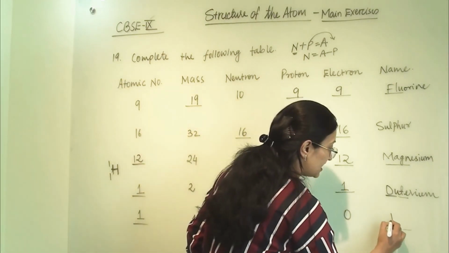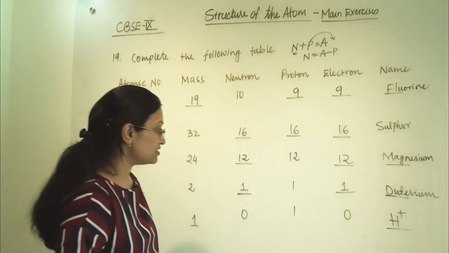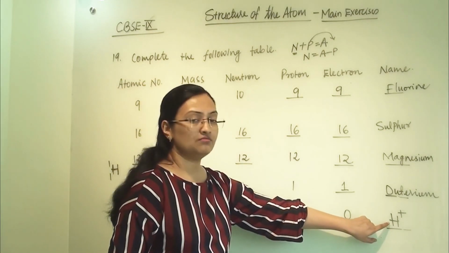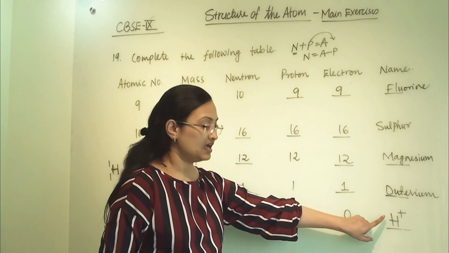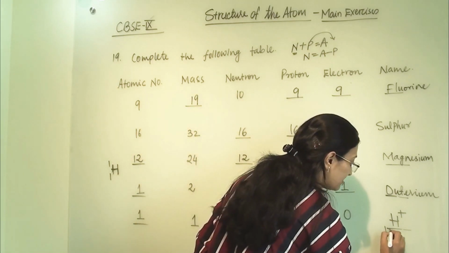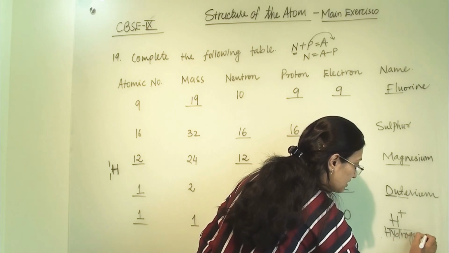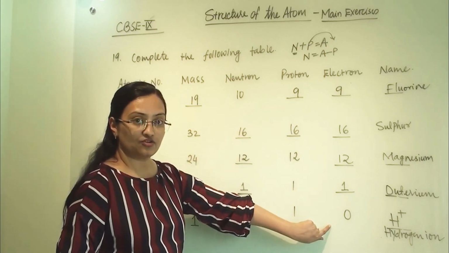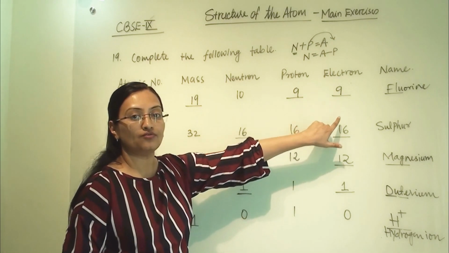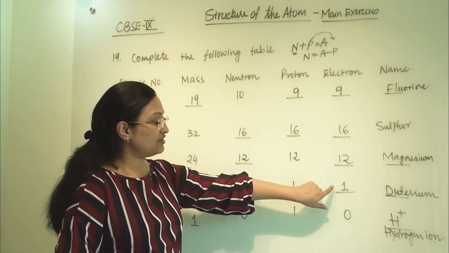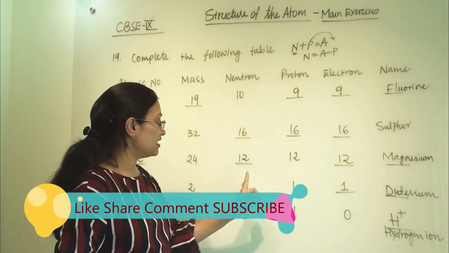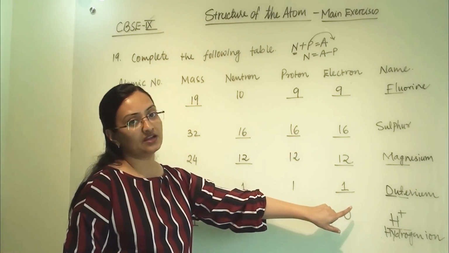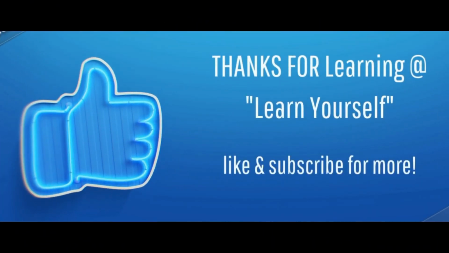Neutron is 0, proton is 1, electron is also 0. So this is the H plus ion. Why? Because in hydrogen 1 electron should be there. When there is no electron, it becomes H plus. So this is the hydrogen ion. You can write here H plus or hydrogen ion, so accordingly you have to choose. If there is a change in electrons, then it might be an ion of that particular element. If they have given a different electron number compared to the proton count, then it must be an ion of that particular element.